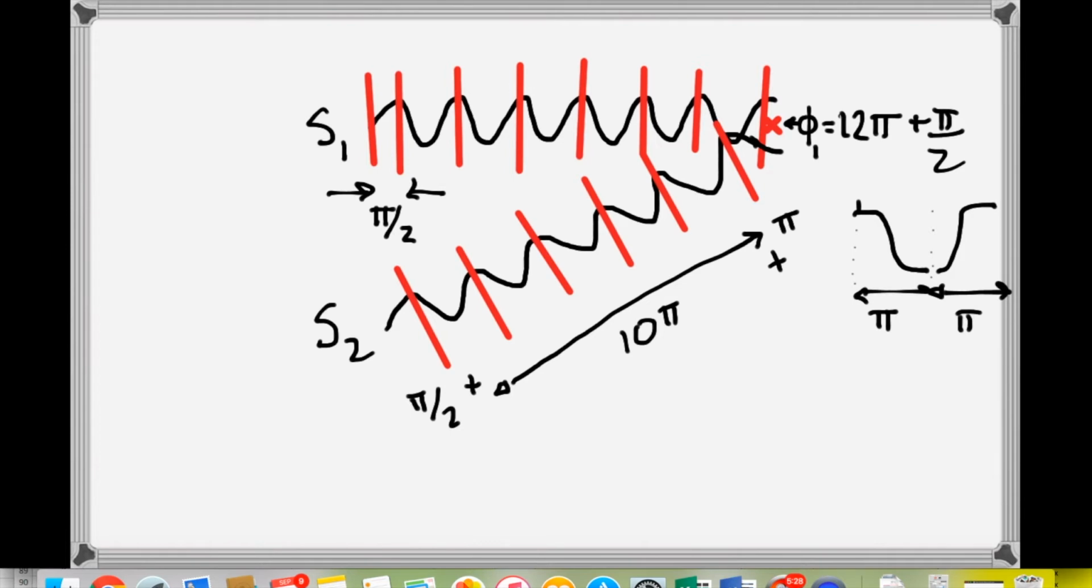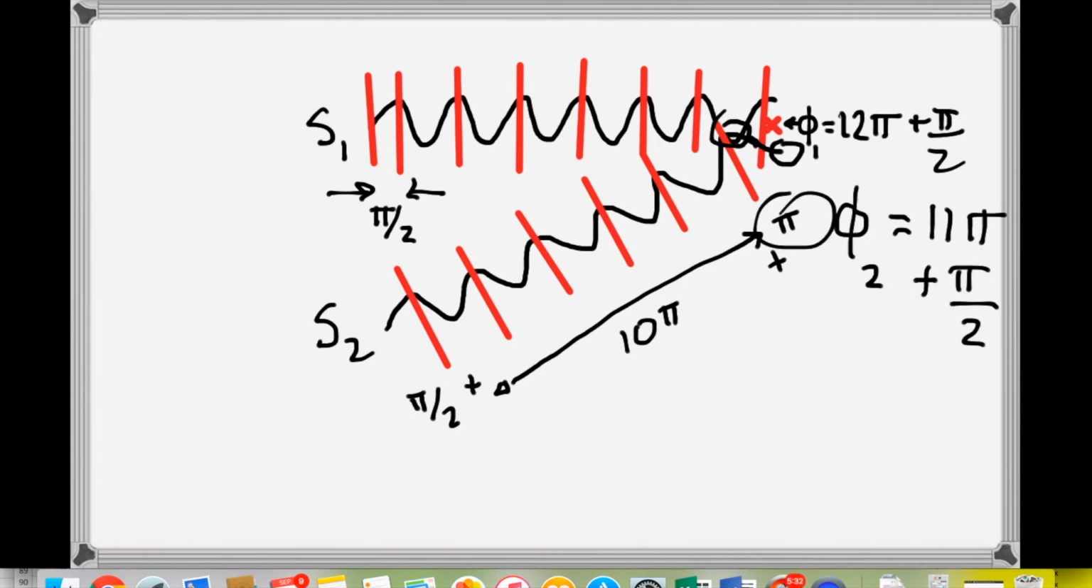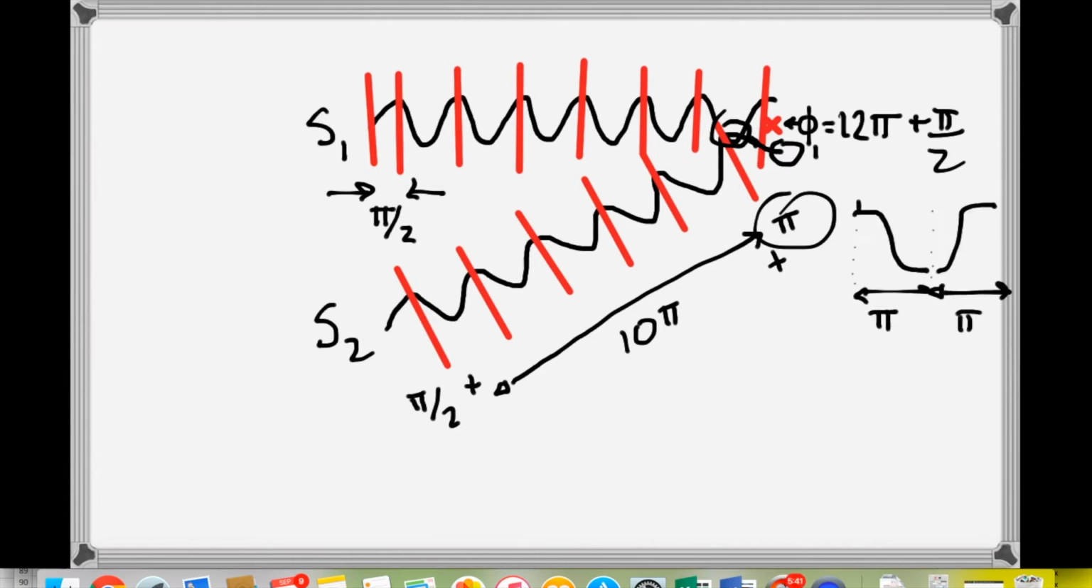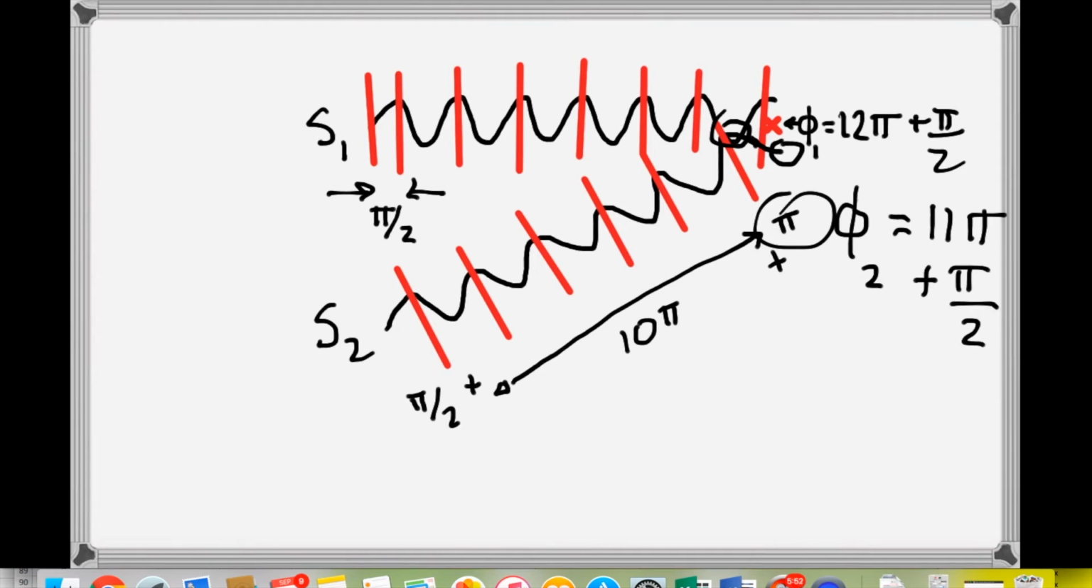But as you can see here, there is one peak here, then we are at the trough. The x is located in a point in space where wave number 2 arrives with a trough. So that's why we have this pi at the end. So what's the difference in phase? What's the phase of the wave at point 2? That would be 10 pi plus 1 pi, that's 11, plus pi over 2.